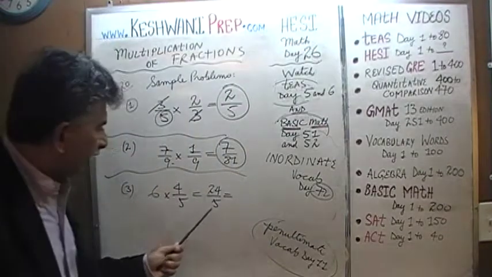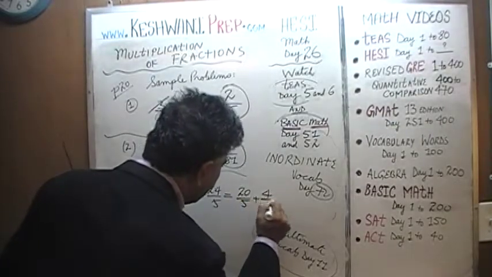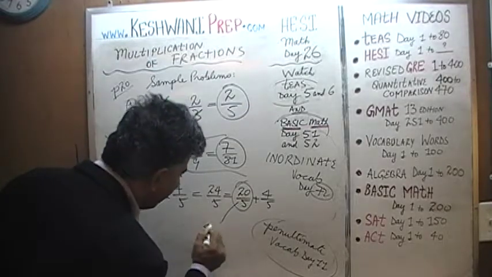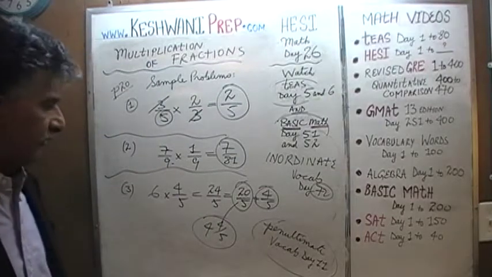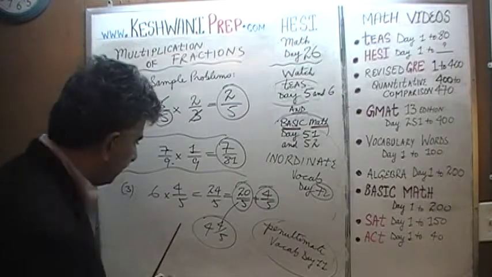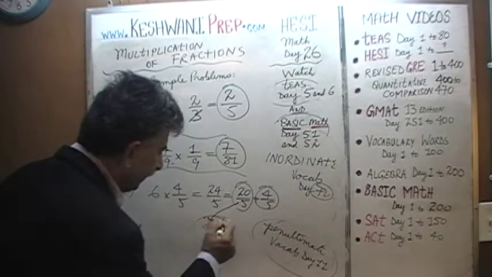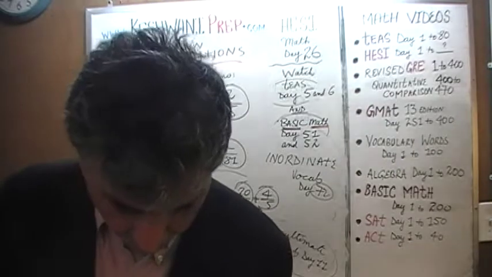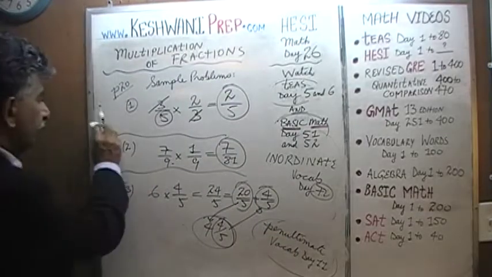So 24 over 5 is the same as 20 over 5 plus 4 over 5. And finally, 20 over 5 is 4. The final answer is 4 4/5. There is your 4. That line should not have gone there. 20 over 5 is your 4 right here, and this 4/5 comes from there. Final answer is 4 4/5. Let's move on.